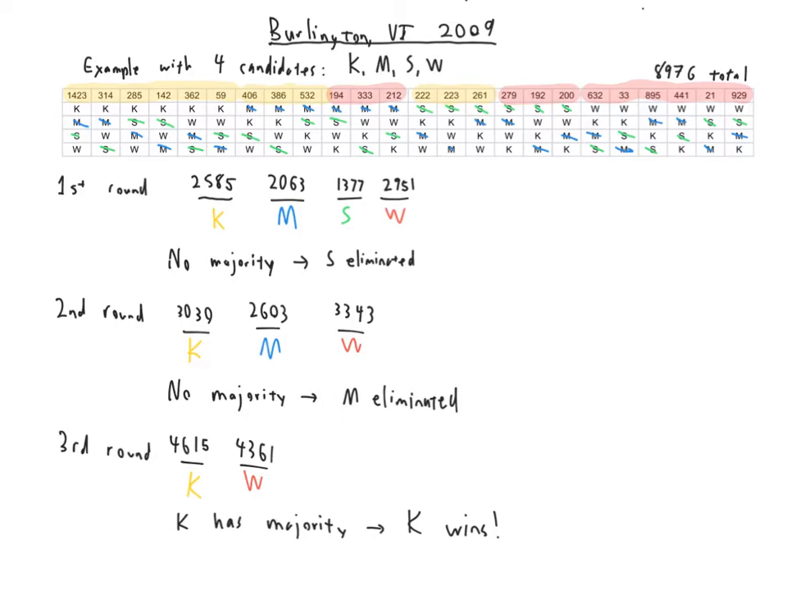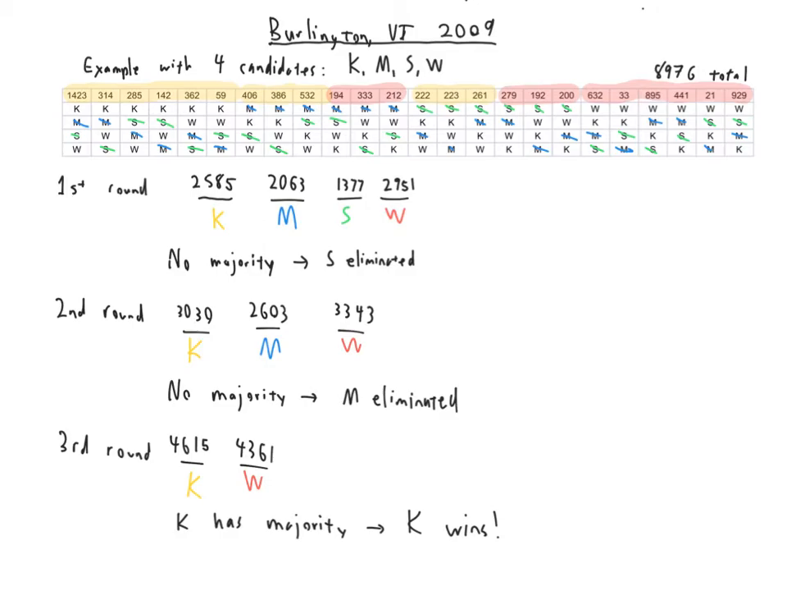For a little bit of context, candidate M was the Democratic candidate, candidate W was the Republican candidate, K was the progressive candidate and also the incumbent, and then S was independent. This actually helps explain the transition from the second round to the third round pretty well, because candidates K and M were both liberal-minded candidates, or Liberal Party candidates anyway, while W was the Conservative Party candidate.